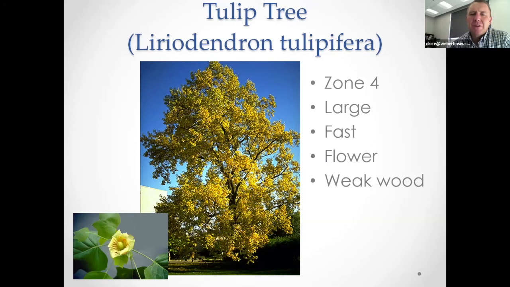Tulip trees are also pretty unique, kind of cool trees. They're zone 4, large, fast growers, and they flower. They do produce a flower, as I've put in the picture there. They can be a little bit weak, not so much like a willow or cottonwood, but because they're fast, they are weaker than some. But they have that unique flower that some people thought looked a little bit like a tulip, and so it got its name, tulip tree.